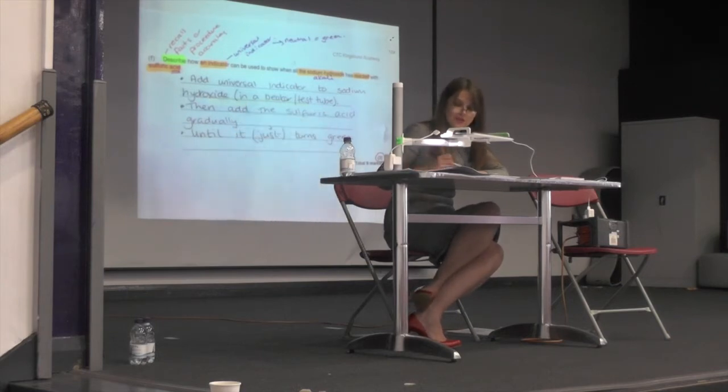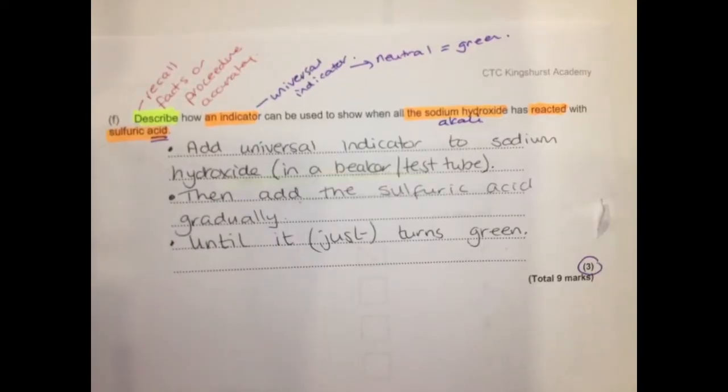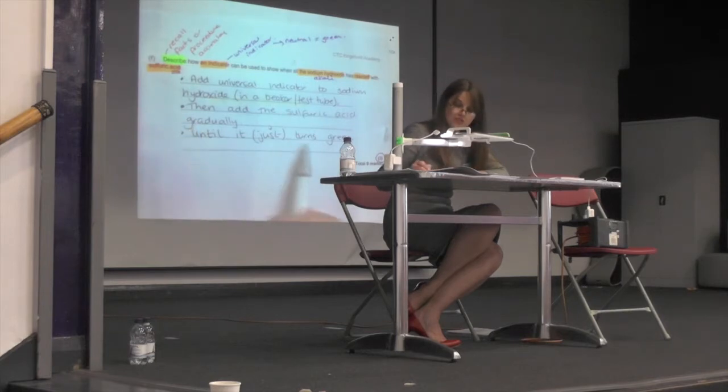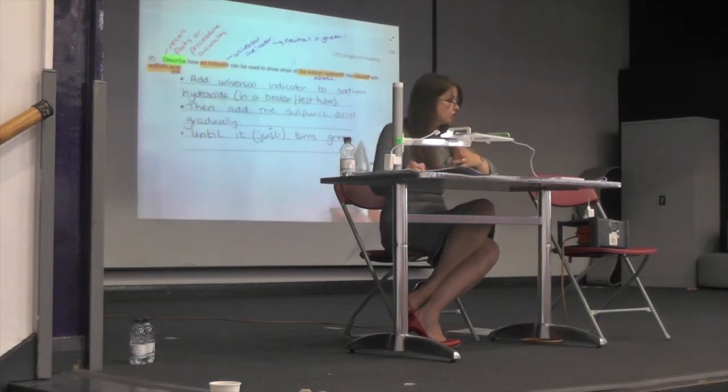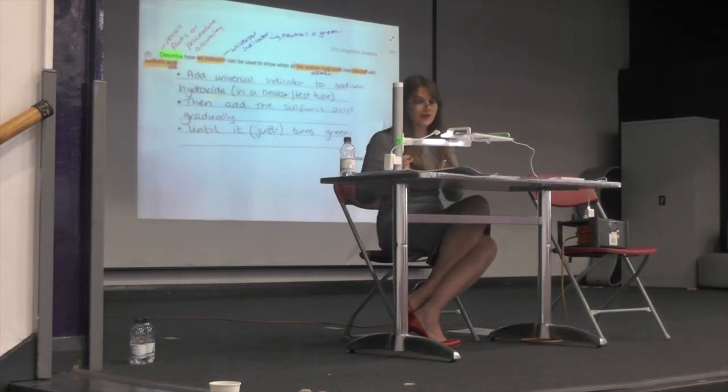Now, the things I've put in brackets you don't need to put, but you do need to say add the universal indicator to the sodium hydroxide, add the sulfuric acid gradually. This bit's important. If you just say add sulfuric acid, you won't get the mark until it just turns green. You could also say until it gets to pH 7 or something like that.